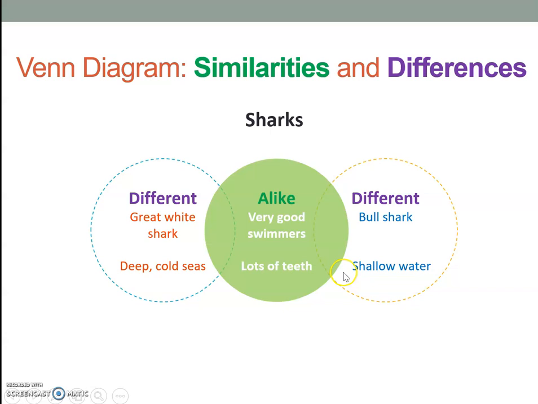So we sometimes want to use a Venn diagram to help us see similarities and differences. We ask ourselves, if we're talking about sharks, what's similar? What do they have alike? They're both good swimmers and they have lots of teeth. But if we look and we say, oh, we have different kinds of sharks. We have a great white shark and we have a bull shark. And the great white shark likes deep, cold seas, whereas the bull shark likes shallow water. So when we look, we can see what is similar, but what is different about each kind of shark.